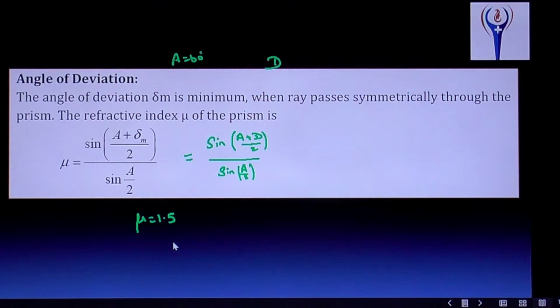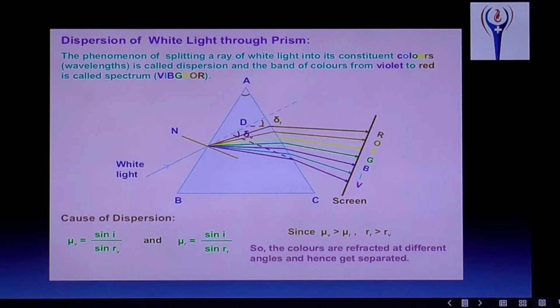Next, dispersion of white light through a prism. Previously was refraction of light through a prism. Now, dispersion of white light through a prism. What is dispersion? Dispersion is the phenomenon of splitting of a ray of light, white light, into its constituent colors.